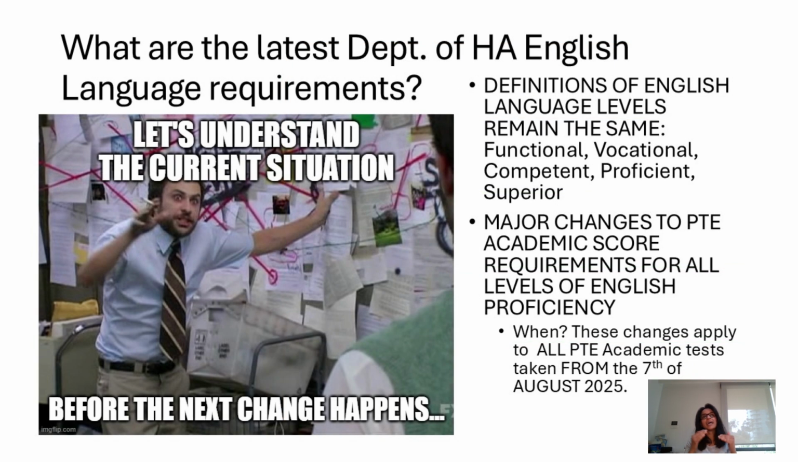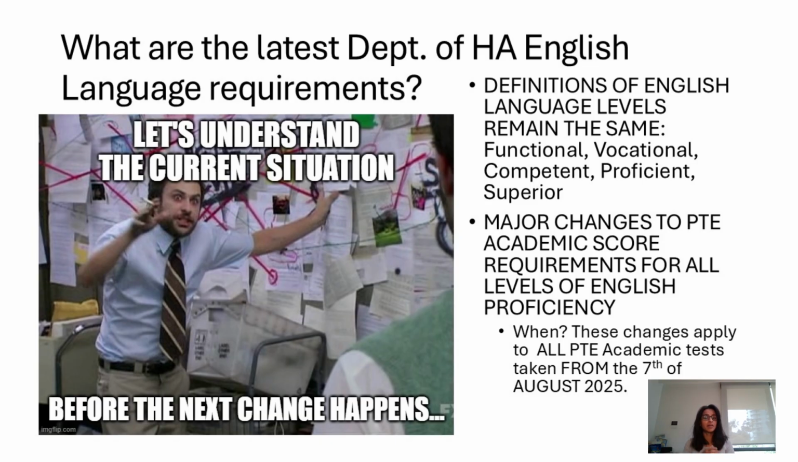Okay, so what hasn't changed as far as the Department of Home Affairs English language requirement goes? Their definitions. Okay, their definitions of English competency levels still remain the same. It is functional, vocational, competent, proficient, and superior. An example of somebody who would need superior English is someone who's looking for 20 points for the expression of interest for permanent residence. Okay, so it is still used.